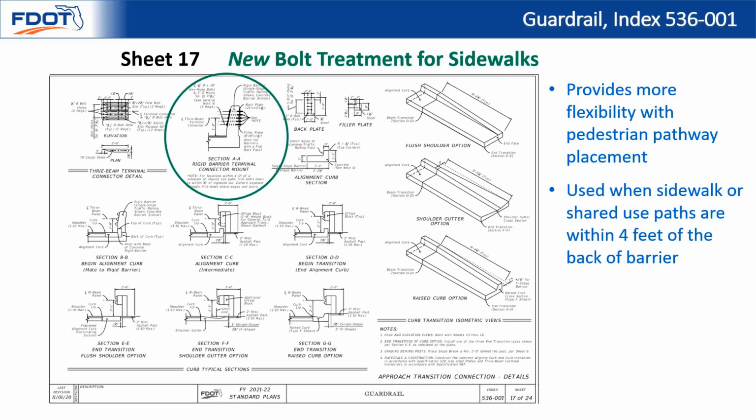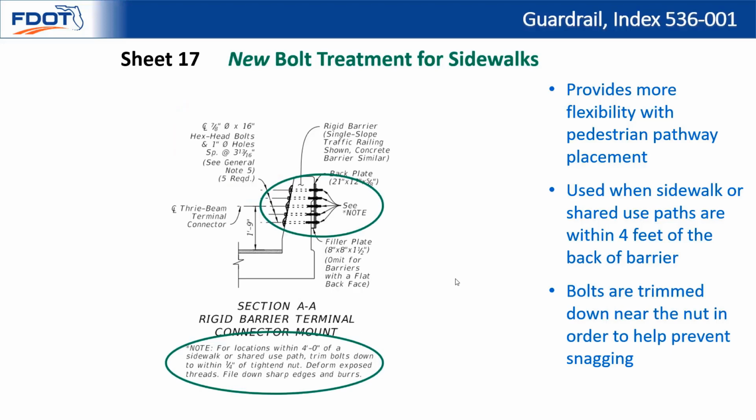Okay, so now looking at sheet 17, we've added a new bolt treatment for sidewalks. This is at the point where the guardrail would connect to a concrete barrier or traffic railing at a bridge. The idea is we want to provide some more flexibility for pedestrian pathway placement when the pedestrian pathway would happen to come near the end of those bolts. So when a sidewalk or shared use path is within 4 feet of the backup barrier, you could apply this bolt treatment that we've added, and that could provide some additional safety.